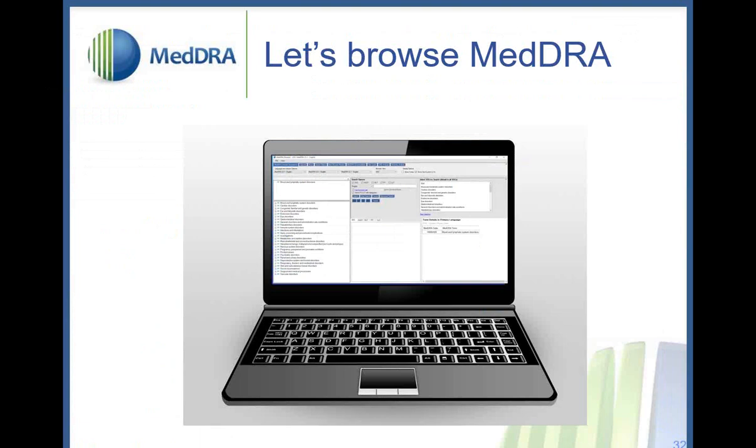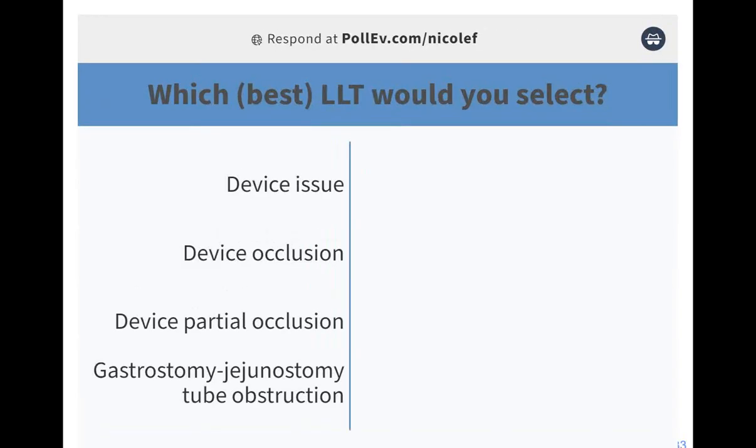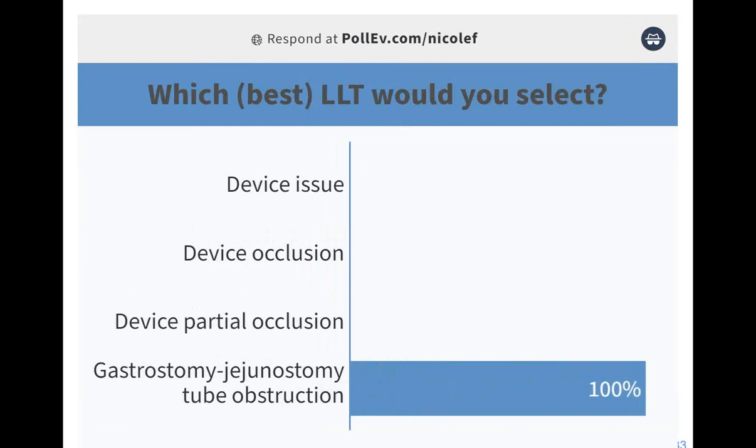My references confirmed my suspicion, and so I would like now to go to the poll question and see what you think is the best LLT for that particular scenario.